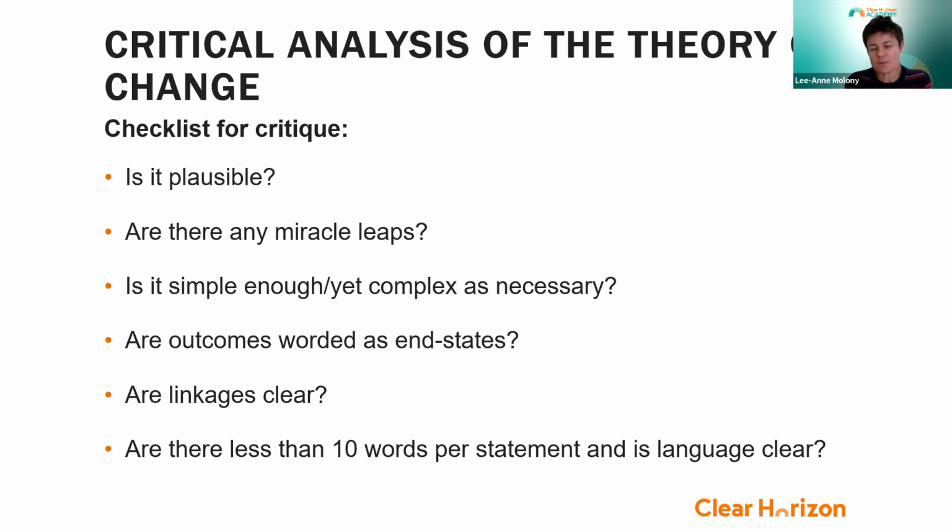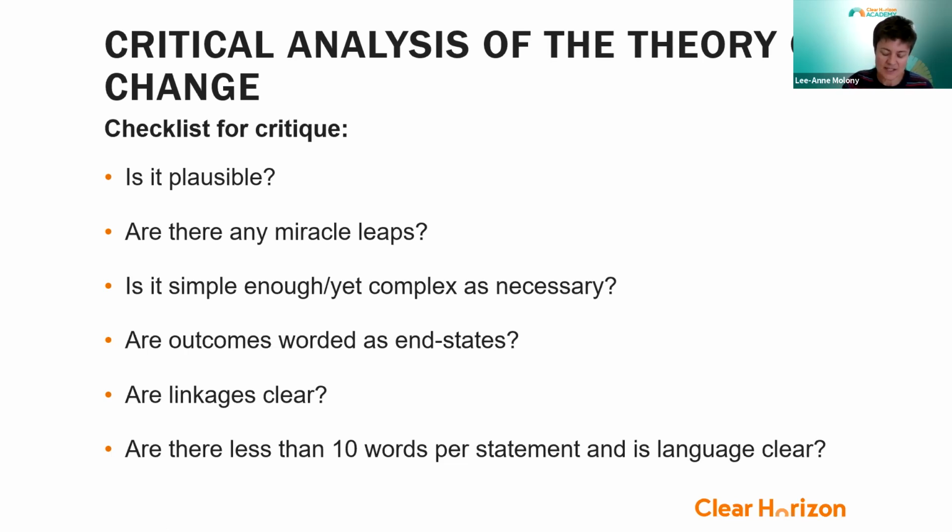But the typical questions we would suggest you ask is, is it plausible? When I look at the model, is it plausible that if I do these things, and implement these activities, I will start to see these kinds of changes? And if I see those kinds of changes, will I see these other changes, these high-level outcomes? Is it plausible? Are there any miracle leaps? And by this we mean, are we making some big assumptions around if we do certain things, we will see this kind of change?